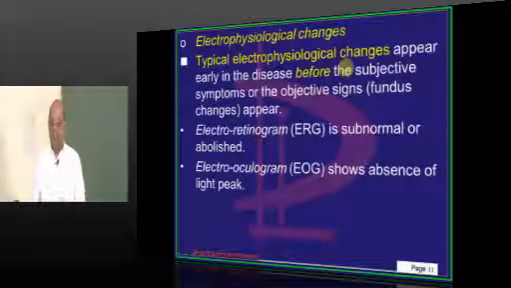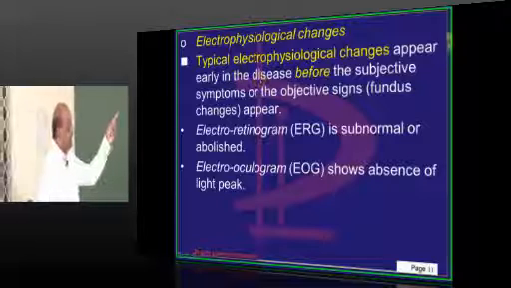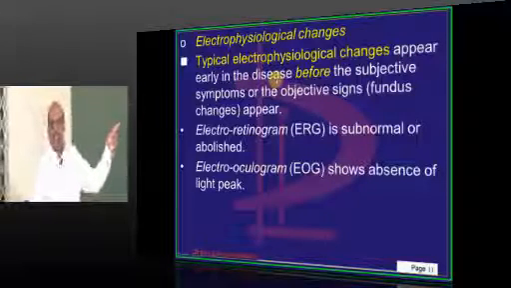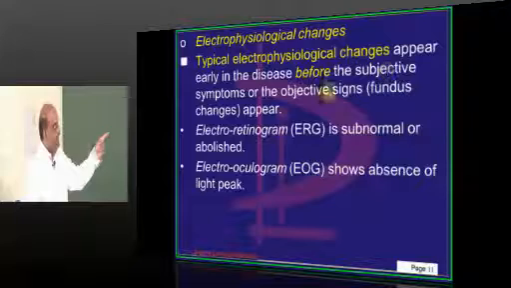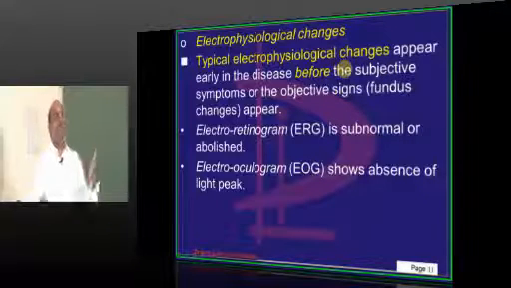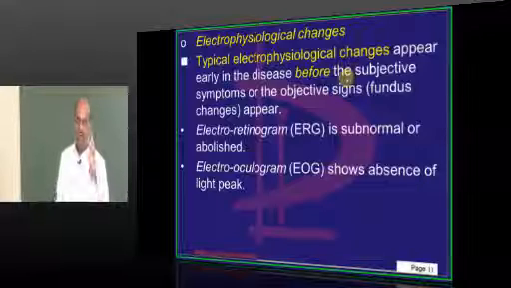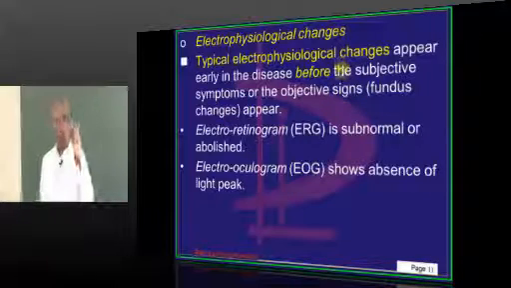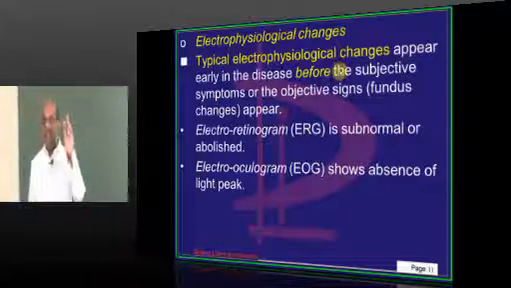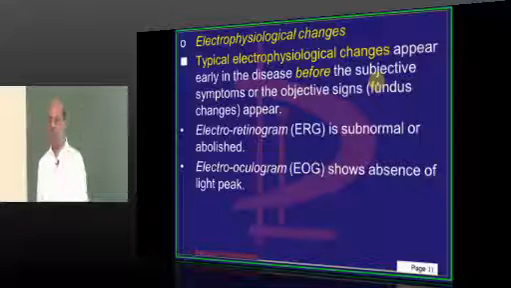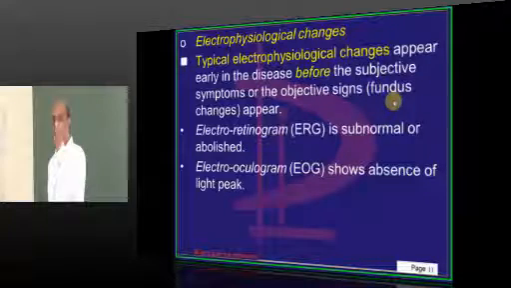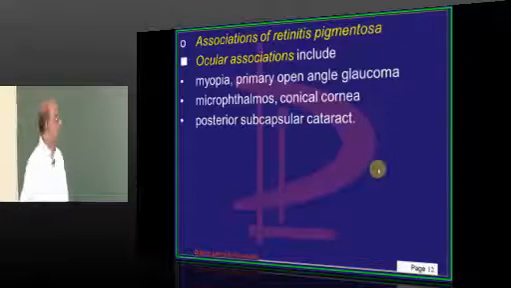Important thing to remember is, the electrophysiological changes typically appear much earlier, even before the subjective symptoms or the signs on the fundus appear. So first to appear are electrophysiological changes, next come symptoms of the patient, then come the fundoscopic changes. That's the order of progression of retinitis pigmentosa.